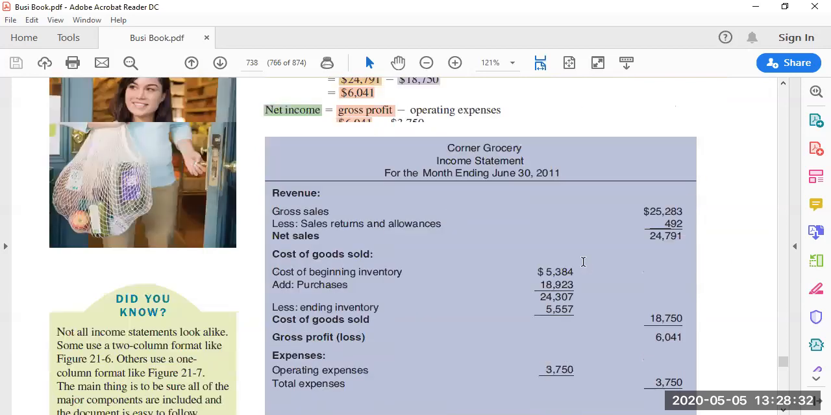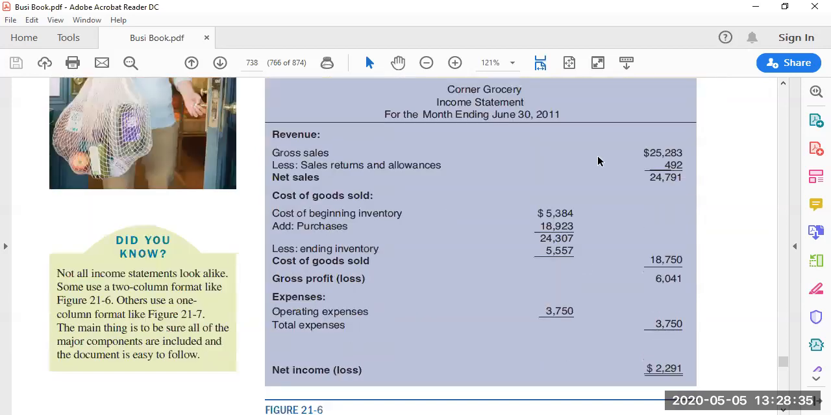Taking all that information given, we can create our financial income statement, and this is a view of that income statement. So notice, at the beginning of this income statement, we see the name of the business, the heading of this income statement, the type of financial statement this is, in this case an income statement, and then finally, the period of time that this income statement covers, the month ending June 30th.